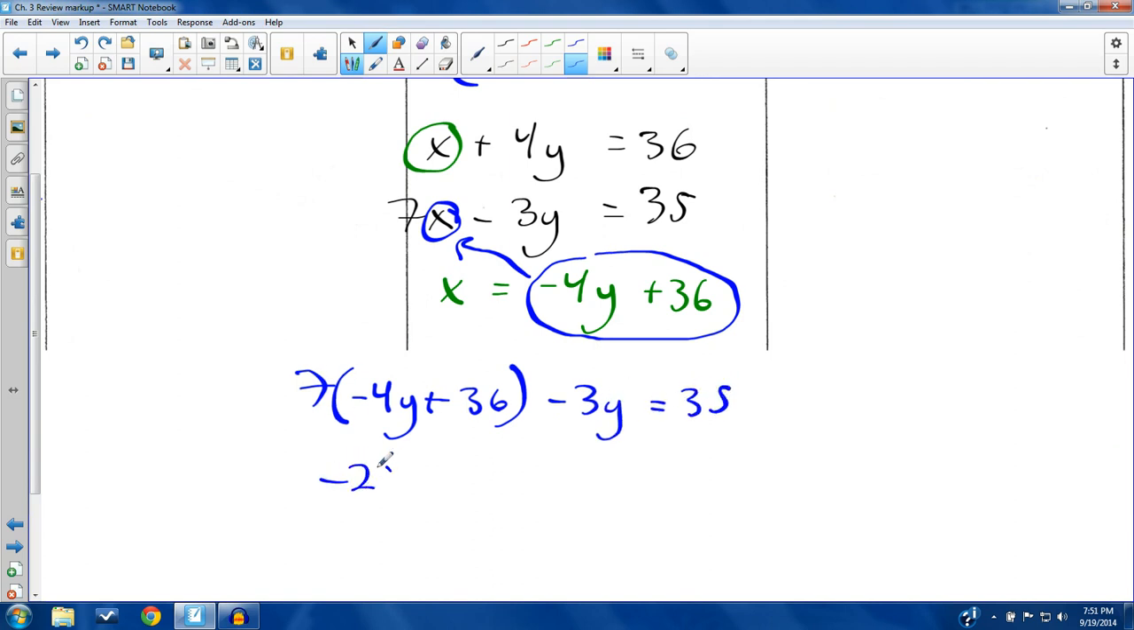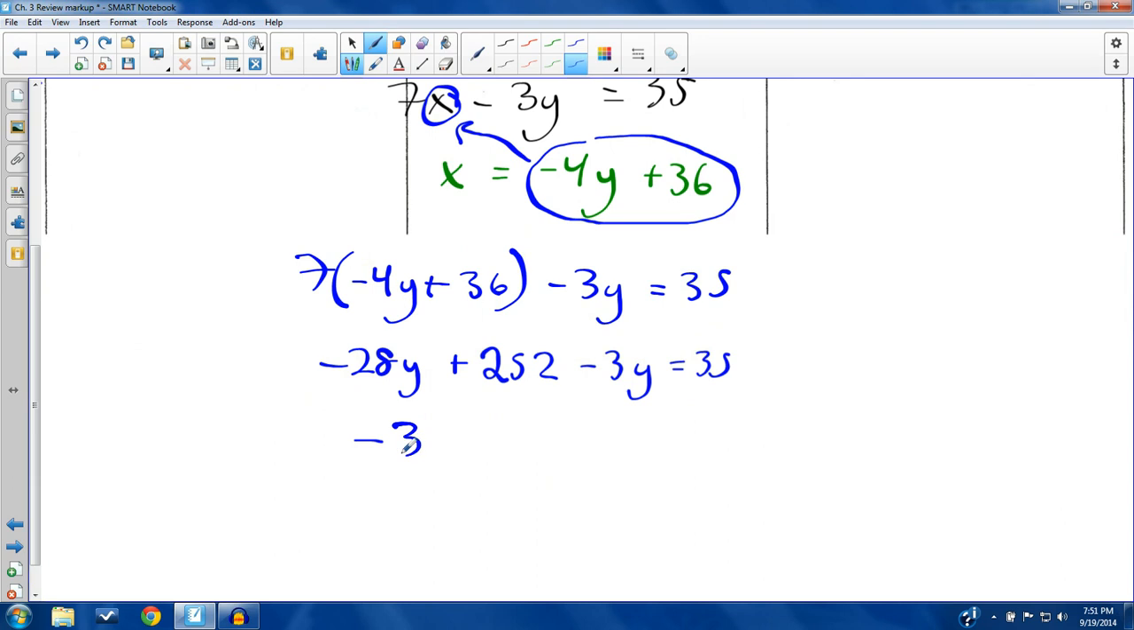So I get negative 28y plus 252, yeah. Minus 3y equals 35. Work on some subtraction here, and again, if I need to find a calculator, I'll go ahead and find that. That should give you negative, I don't want to be wrong here, 217, and I'm going on a whim here. You divide by negative 31, that should give you 7. Okay, so y equals 7.